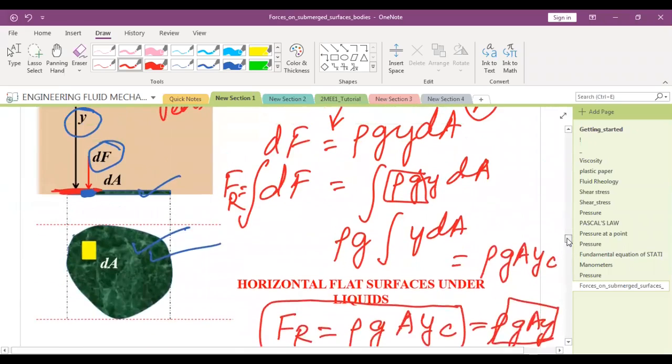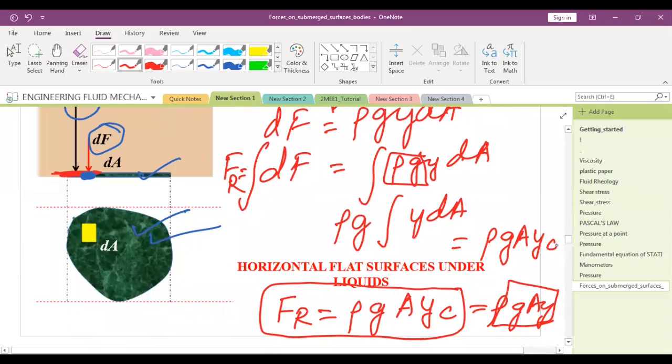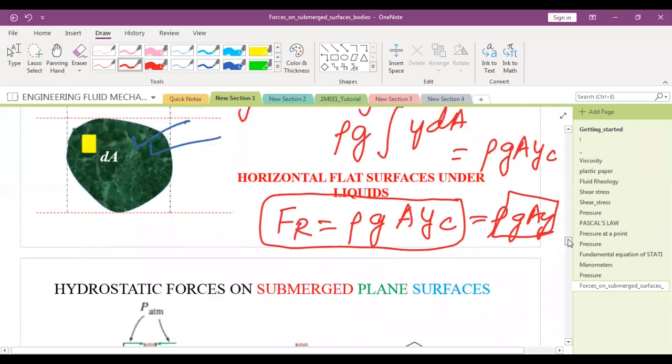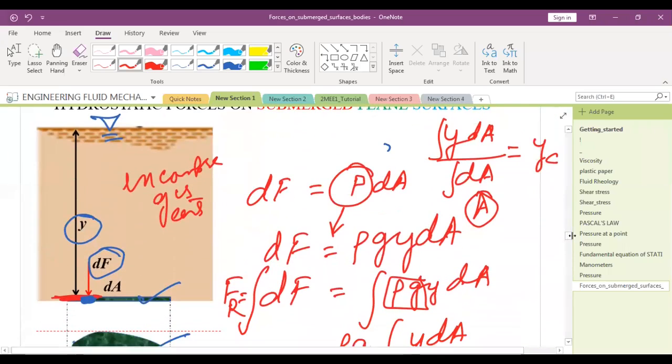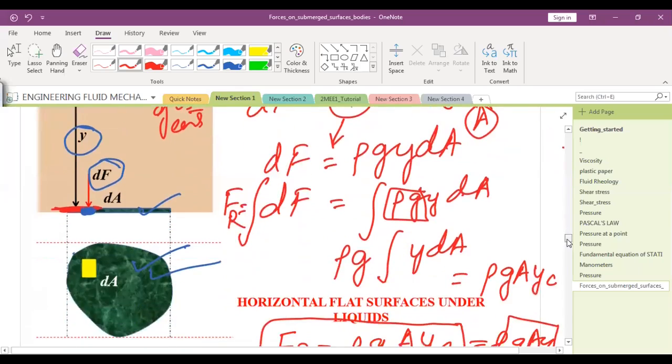And where will the force be acting? At the center of pressure. So how can you find the center of pressure? Sir, the parallel axis theorem. Okay. So I will not do it here. I will do it for a much more complicated case. This is a simple case. I will leave it for you.